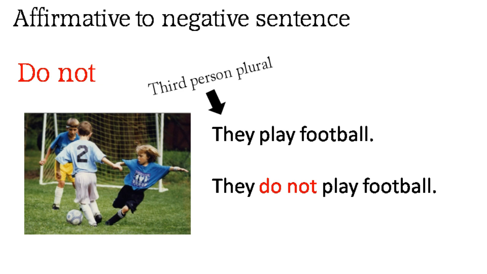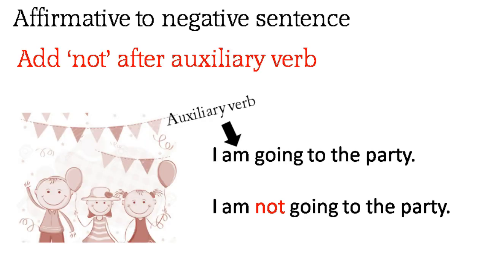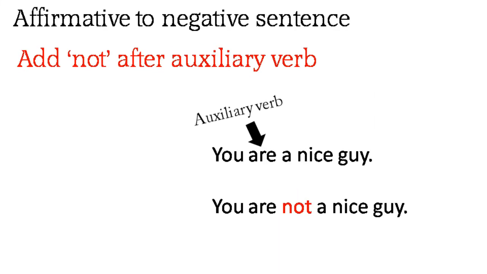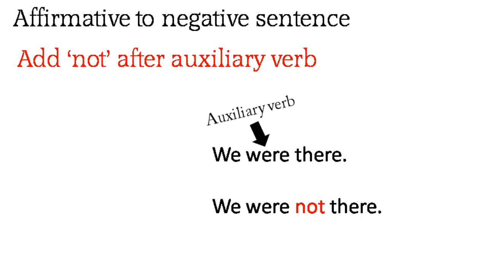If a sentence has an auxiliary verb, we can add not after it to make the sentence a negative sentence. I am going to the party. I am not going to the party. You are a nice guy. You are not a nice guy. We were there. We were not there.